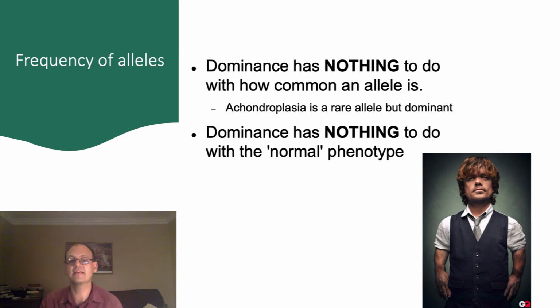Secondly, dominance has nothing to do with what is considered to be the normal phenotype. Again, achondroplasic people are considered to have an abnormal phenotype, yet the allele is dominant. So just remember this: dominance only refers to the phenotype of heterozygotes. If the heterozygotes look just like a homozygote, then there is complete dominance. If the heterozygote is intermediate between the homozygotes, it's incomplete dominance, like with the pink snapdragons. If the heterozygote has features of both homozygotes, like with the MN blood types, it is codominance.